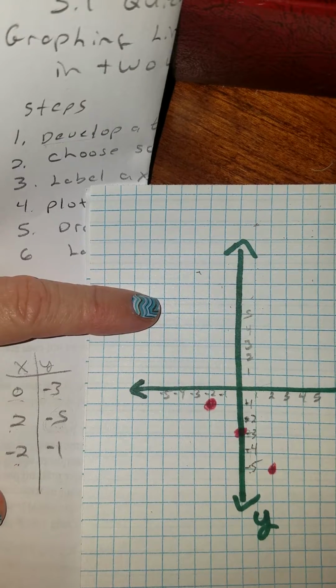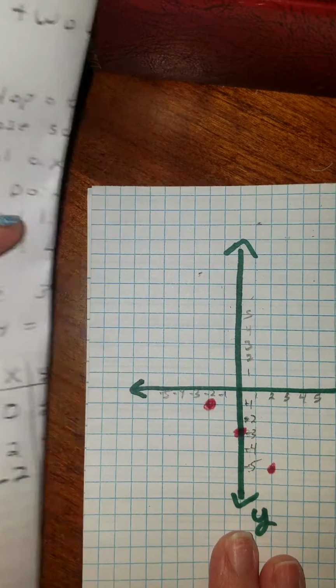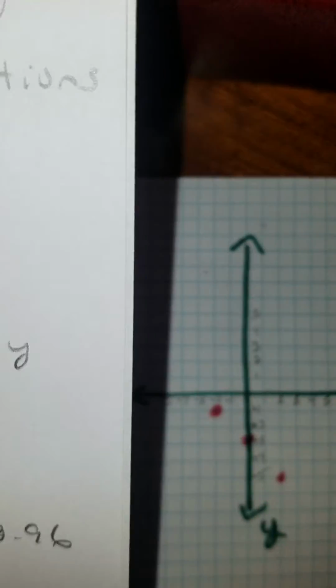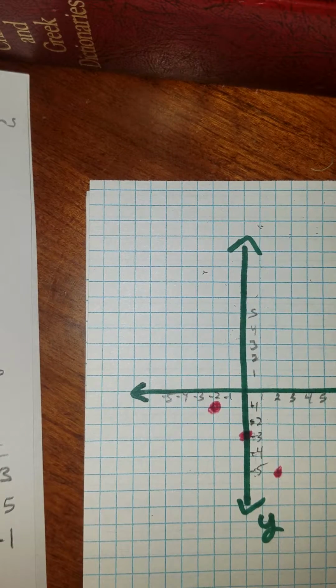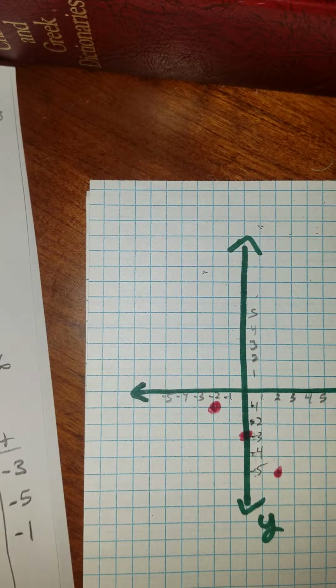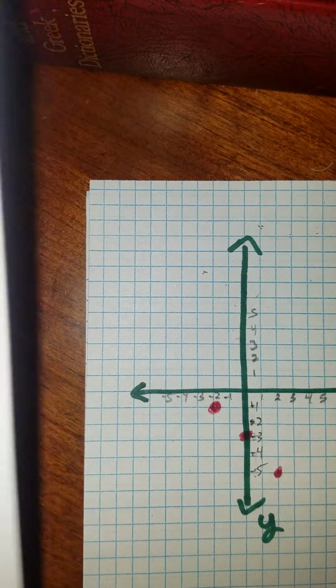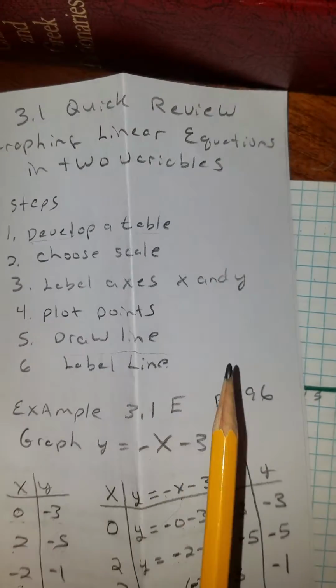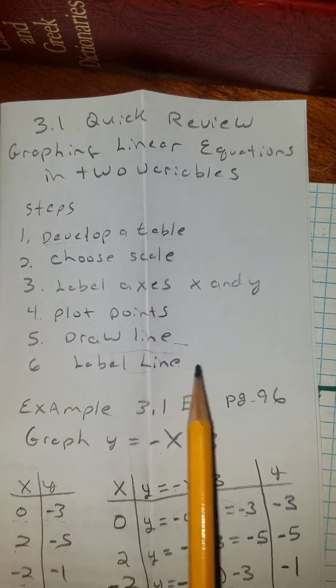And so there are my 3 points that I have graphed. Now normally you wouldn't make your points that big, but I'm using a marker, so it's a little more challenging. I would use a pen. But here we go, and then you're going to draw a line. It says draw a line, and then label the line.